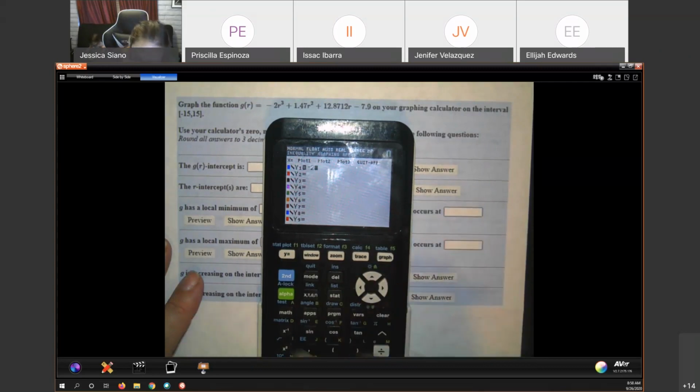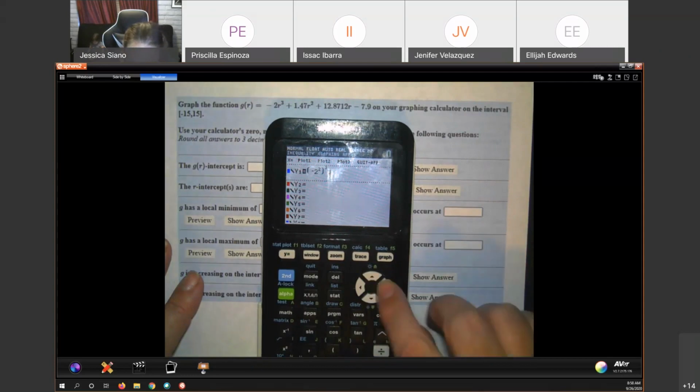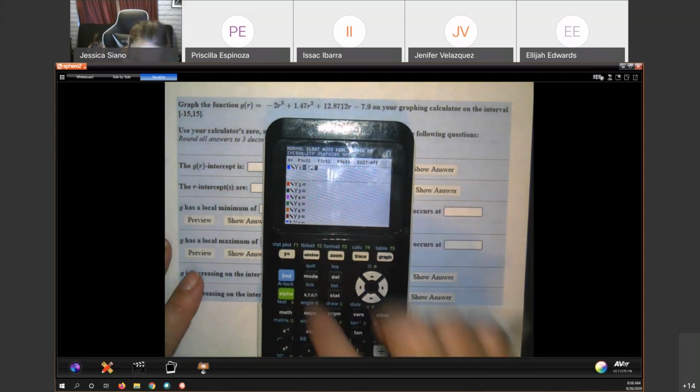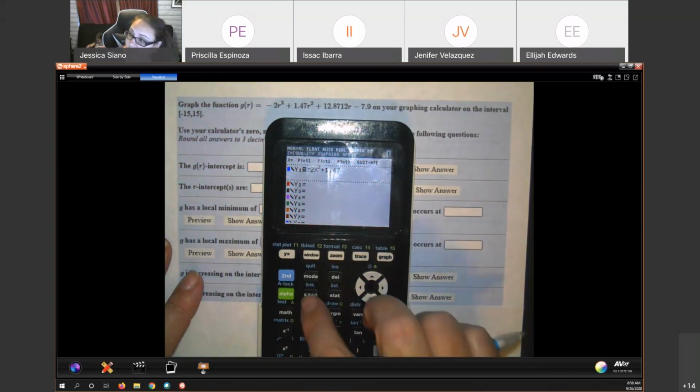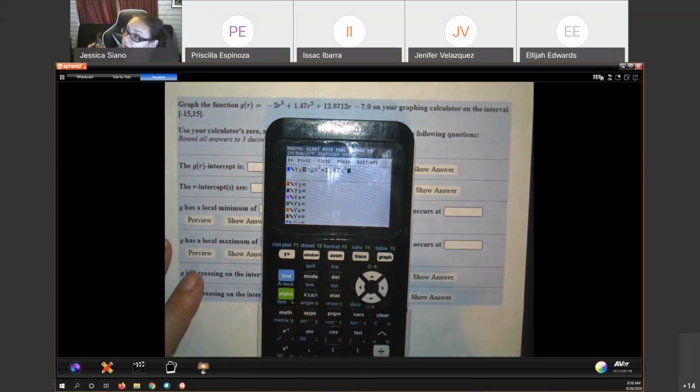So negative 2x to the third plus 1.47x squared plus 12.8712x minus 7.9.